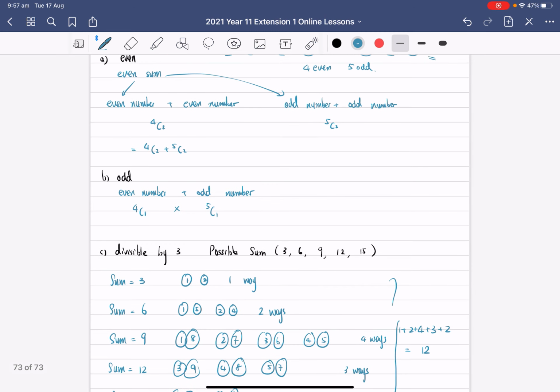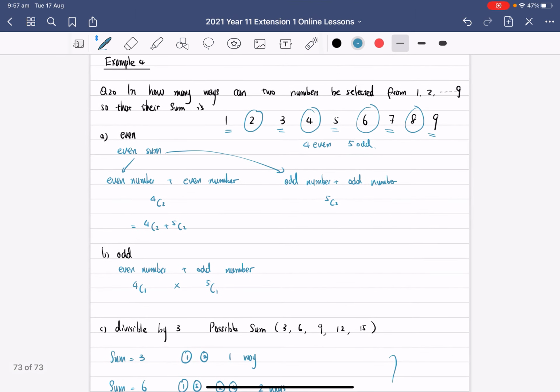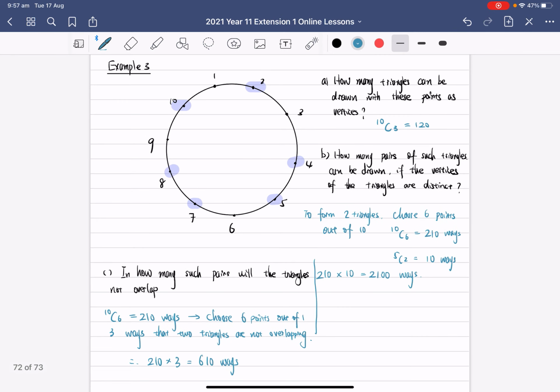I'll leave questions D and E for you to try, because one is divisible by 5 and the other is divisible by 6. You can have a look at these questions when you're doing the exercise. This is a very important lesson. Please spend time to try the questions. Try every single question definitely. Let me know if you have any questions.